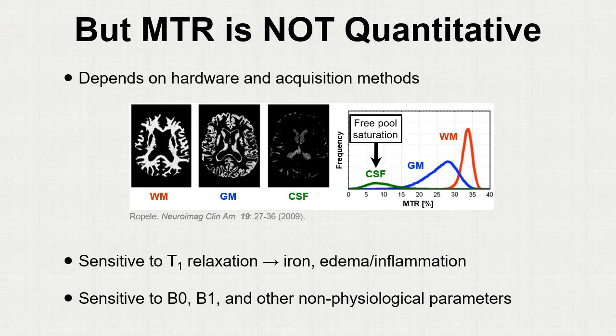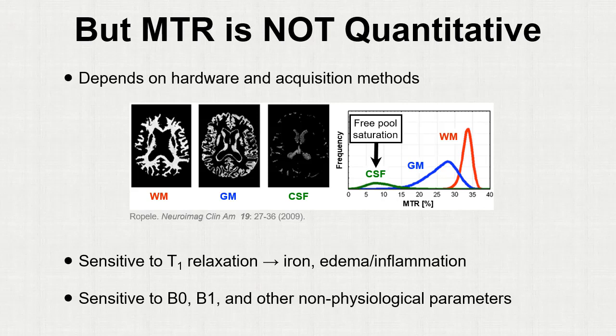But the problem is the magnetization transfer ratio is not quantitative. It's sensitive to acquisition methods, hardware designs, vendor applications, the duty cycle of the RF pulse, and a number of other non-physiological parameters such as B0 and B1, and it is sensitive to T1 relaxation, which has changed in many pathologies we know. So one thinks about how do we make this more quantitative? How do we make this a biomarker across multiple vendors, multi-site designs, clinical trials, and be able to provide this as a longitudinal evaluation for patients with particular diseases?